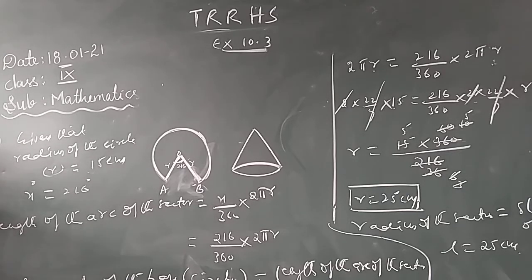H squared is equal to 400. H is equal to 20 centimeters. I hope you clearly understood, children. Once again I will explain.